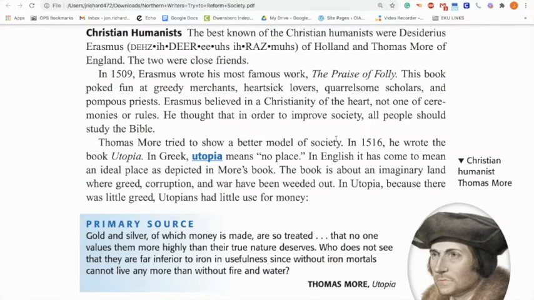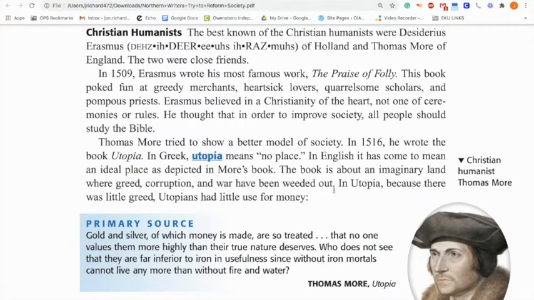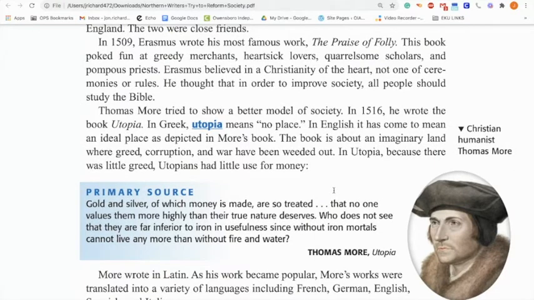Thomas More tried to show a better model of society in 1516. He wrote the book Utopia. In Greek, utopia means no place. In English, it has come to mean an ideal place as depicted in More's book. The book is about an imaginary land where greed, corruption, and war have been weeded out. In Utopia, because there was little greed, Utopians had little use for money.